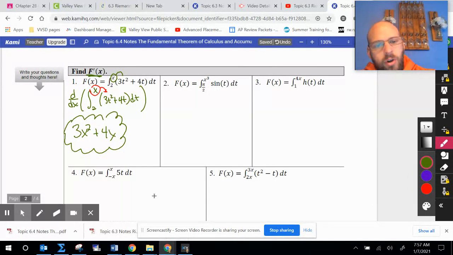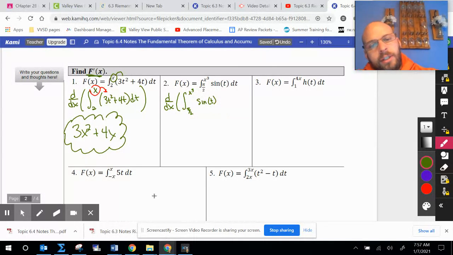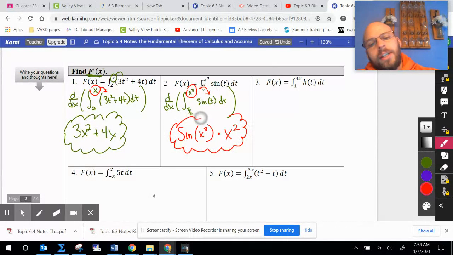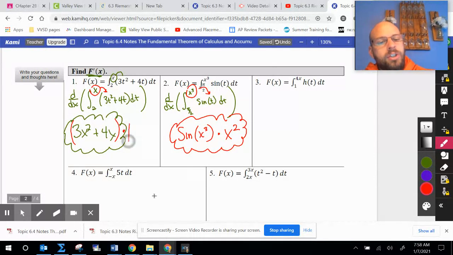Same idea. I want f prime, so d over dx of the integral from pi over 2 to x cubed of sine of t dt. Now I have an expression on the top, so I'm going to take that expression and substitute it in for t. I'm just going to get sine of x cubed, but I need to multiply it by the derivative of that expression. If you notice on the last problem, I didn't multiply by the derivative. The reason is that the derivative of x is just 1, so you don't really see it, so it doesn't make too big of a difference.